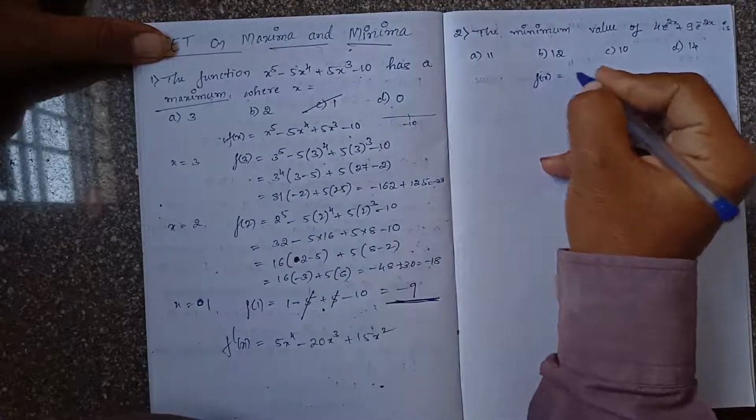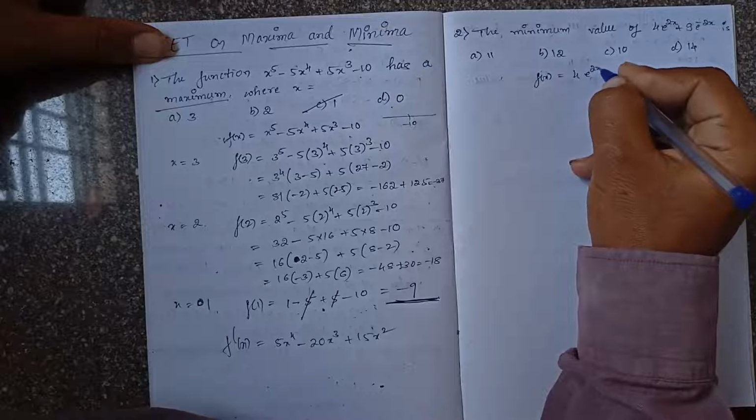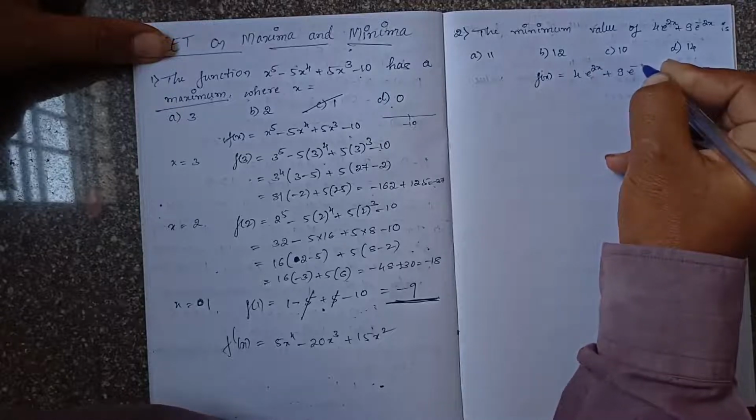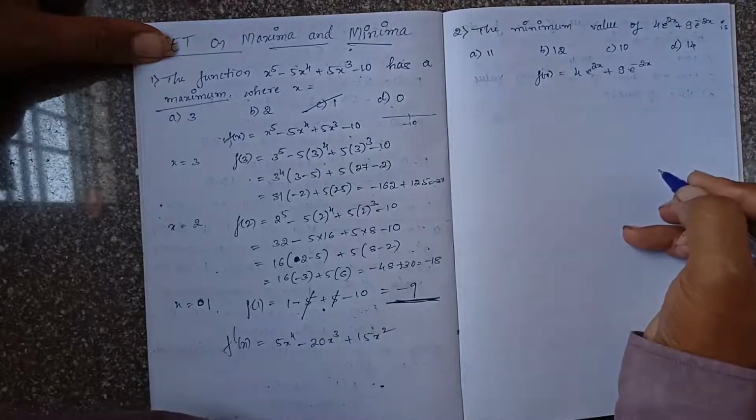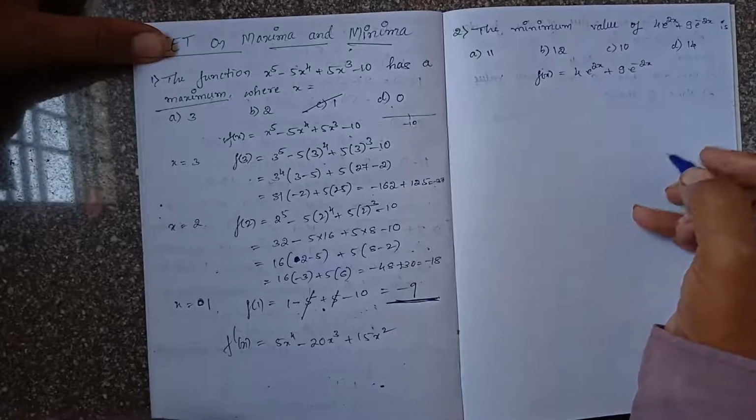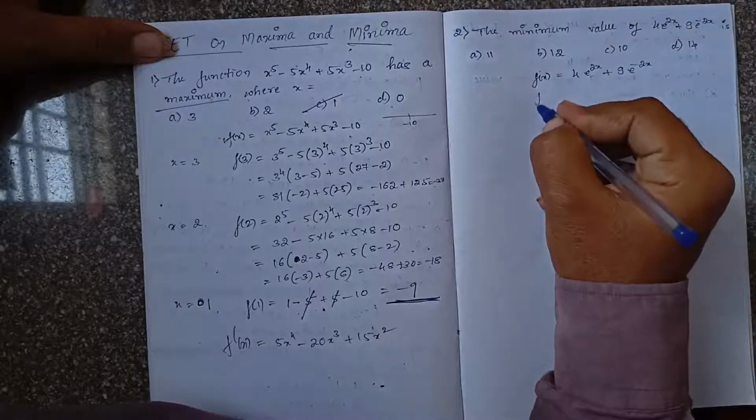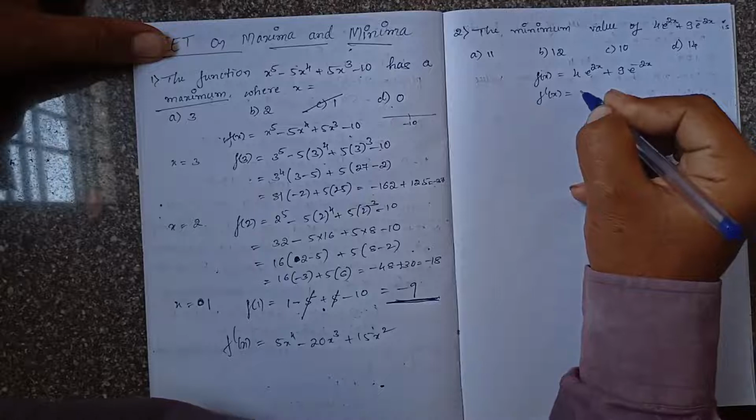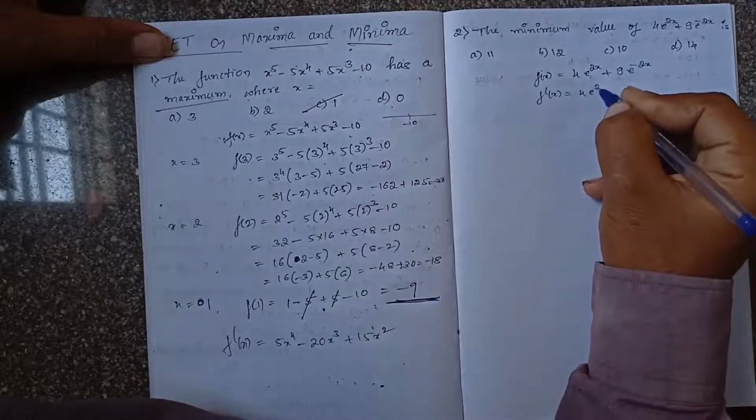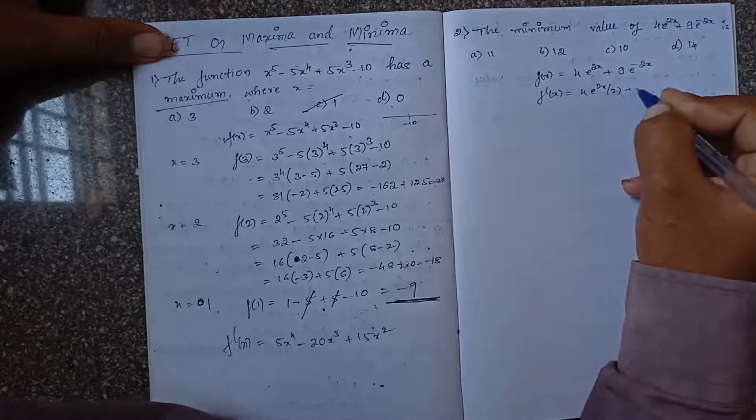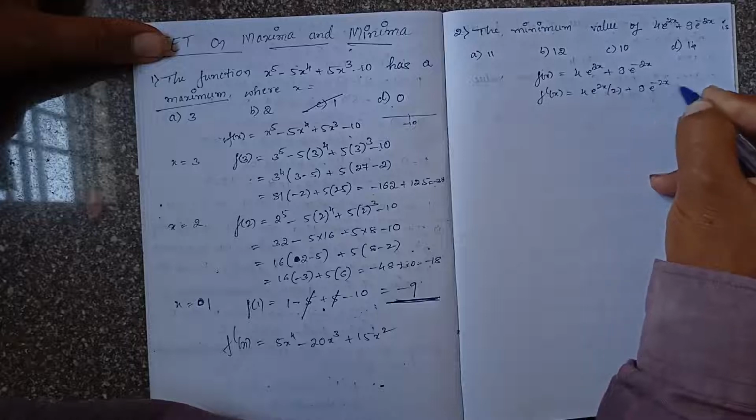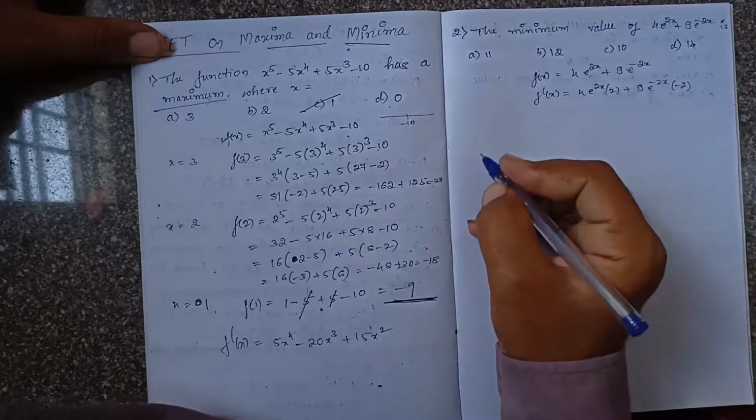f(x) = 4e^(2x) + 9e^(-2x). Let me differentiate. We need to go with the derivative test here. f'(x) = 4e^(2x) × 2 + 9e^(-2x) × (-2).